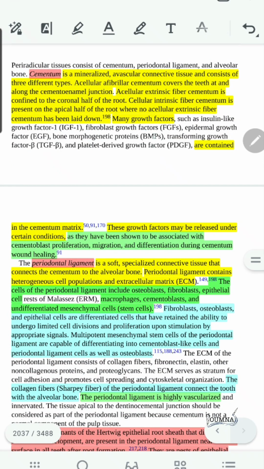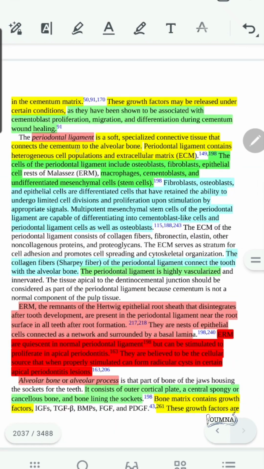The cementum has many growth factors that are released under certain conditions, and they are associated with cementoblast proliferation and wound healing. The periodontal ligament has many cells that include osteoblasts, fibroblasts, macrophages, cementoblasts, and stem cells.